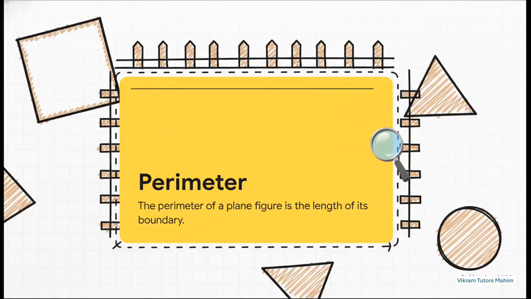Okay, let's start with two of the most fundamental ideas. First up, we have perimeter. So what is it? It's simply the total length of the boundary of a shape. The best way to picture it? Think of it as the fence going all the way around a yard. It's a measurement of distance, plain and simple.